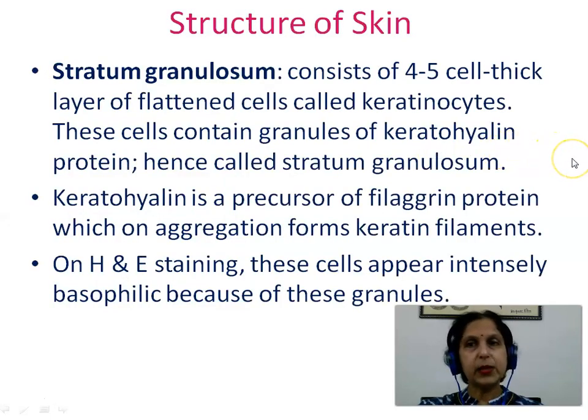Next we see the stratum granulosum. It consists of a 4 to 5 cell thick layer of flattened cells called keratinocytes. These cells contain granules of keratohyalin protein, hence called stratum granulosum.